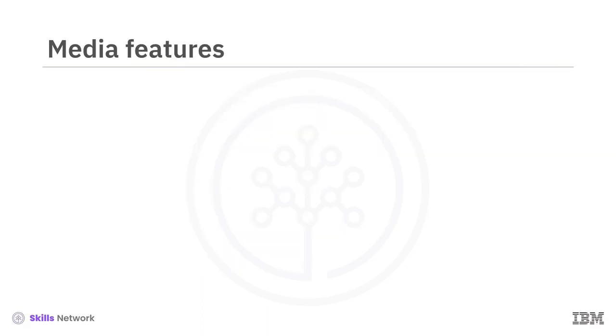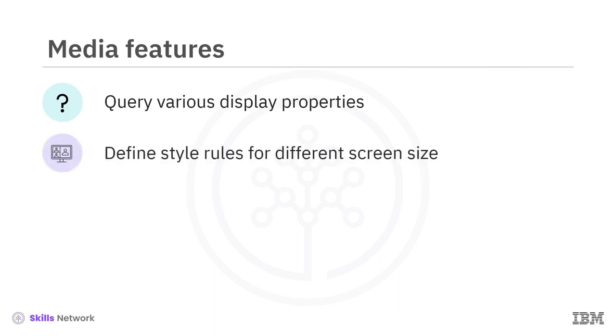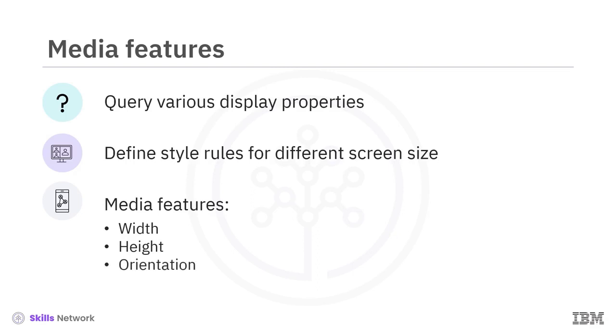Let's now understand some key media features. Responsive web design aims to make a website adaptable to the viewing device as much as possible. Media queries query various display properties of the device, also known as media features. It allows you to define style rules for different screen sizes. Here is an overview of some media features that are common in responsive design. Width determines the screen's width in pixels. Height determines the screen's height in pixels. Orientation determines screen orientation, portrait or landscape. Resolution determines the available screen resolution.